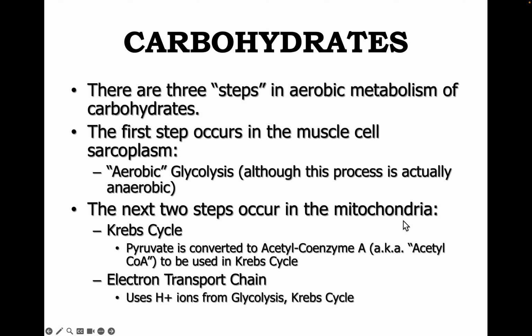But then in the mitochondria, the Krebs cycle creates some ATP, and the electron transport chain creates ATP. Specifically, the Krebs cycle uses pyruvate from glycolysis to create more ATP. The pyruvate is converted into the molecule acetyl coenzyme A, abbreviated as acetyl-CoA, and that is used in our Krebs cycle. The electron transport chain will use hydrogen ions that were created as leftover byproducts from glycolysis and the Krebs cycle. They are used in the electron transport chain to create even more ATP.